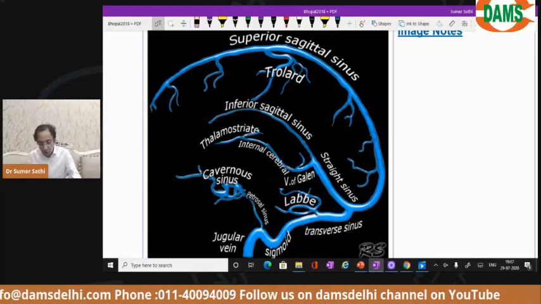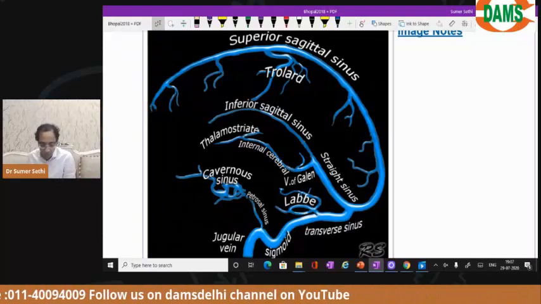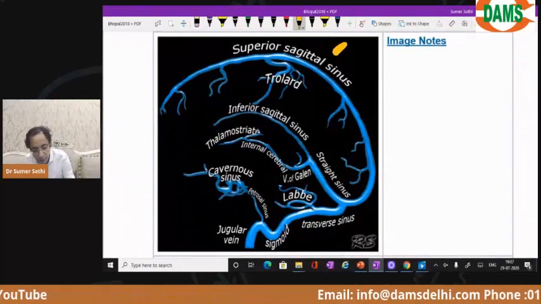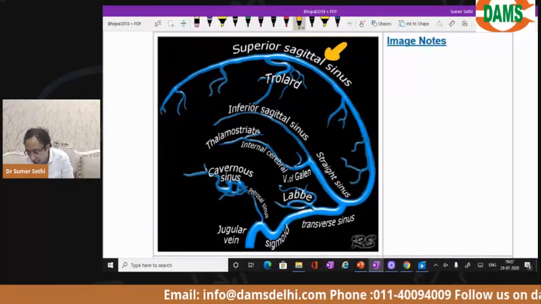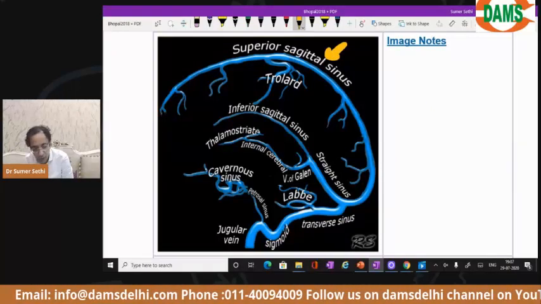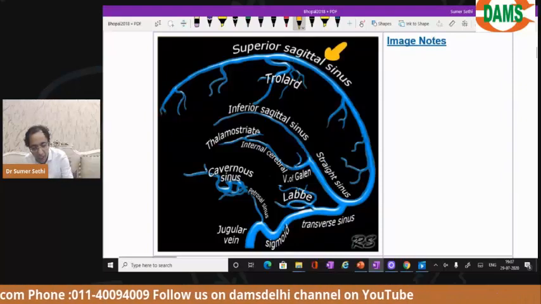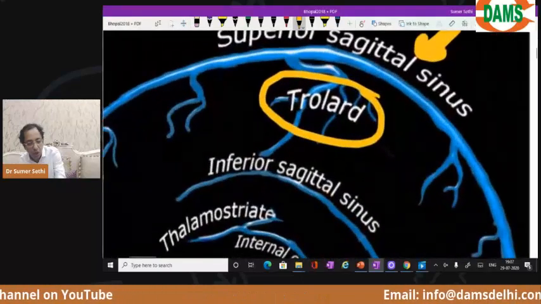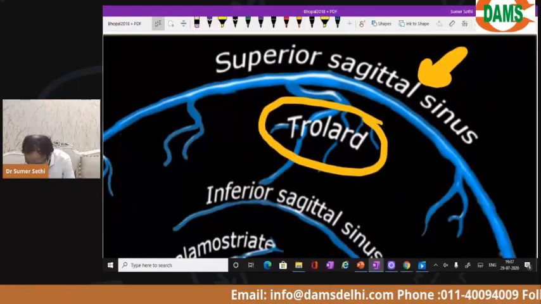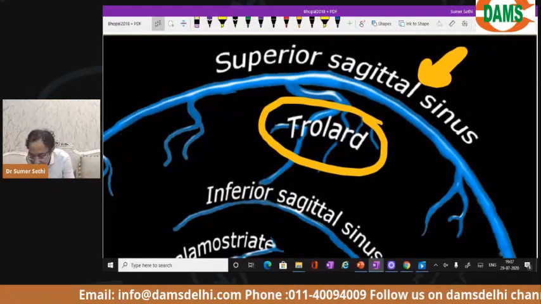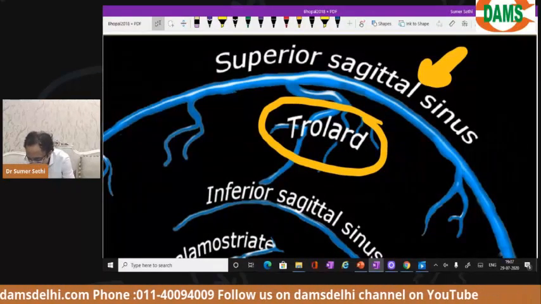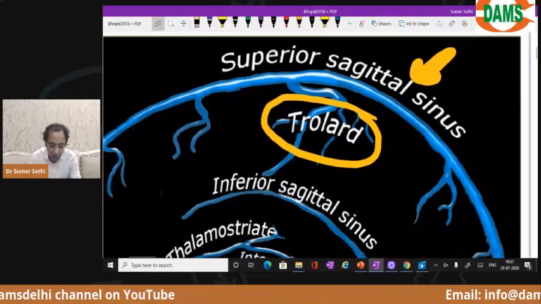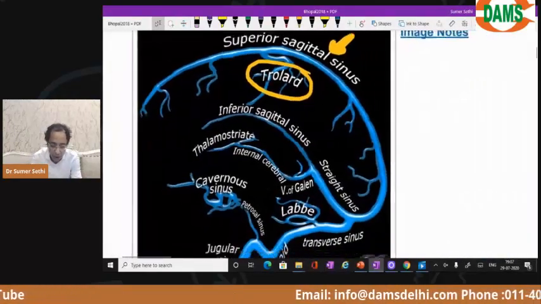Okay? Don't worry. Now, so we have veins in the brain, and these are veins that you can see. Let us try to label the anatomy. This is your superior sagittal sinus. A large superficial vein that drains into the superior sagittal sinus is called the vein of Trolard. Okay?